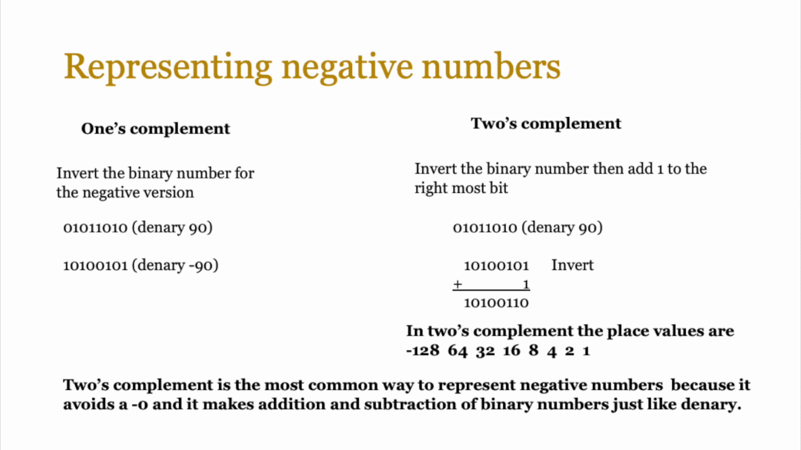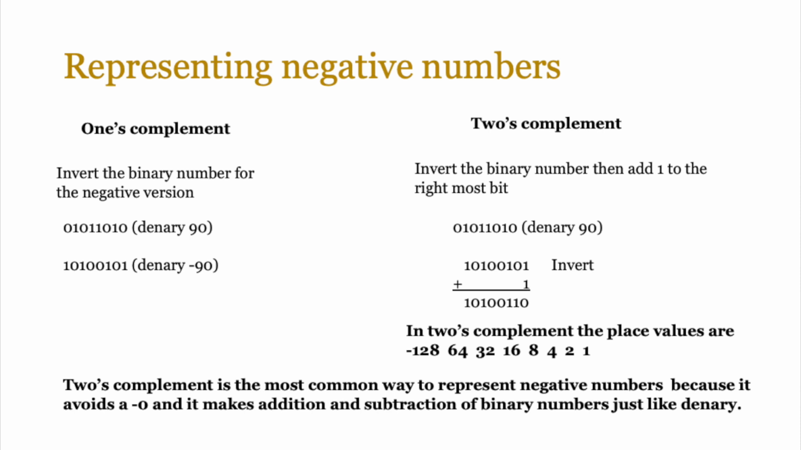Now the problem with this particular method is that it can lead us to a negative 0, because imagine you have all zeros: 0000 0000. Flip the bits, and that becomes 1111 1111, and that's negative 0. So 1's complement has a bit of a problem. Therefore, we then use 2's complement, which is the most common way of representing negative numbers because it avoids that negative 0 and it makes addition and subtraction of binary numbers just like denary.